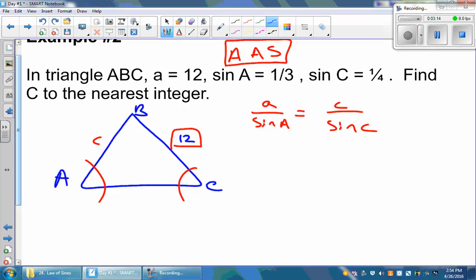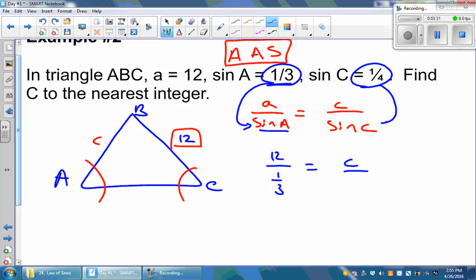Now the next part of this question is really important. I'm going to sub in my numbers where they belong. I know that little a is 12, and I'm told that the sine of A is equal to 1/3. So this 1/3 is going to go in for the sine of A. That's going to be equal to little c, which is what we're looking for, divided by the sine of C, which again, we were told was 1/4, so that 1/4 goes in for the sine of C. It's not the measurement of C, that's the value for the sine of C.